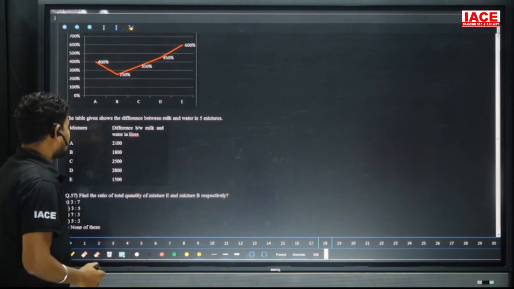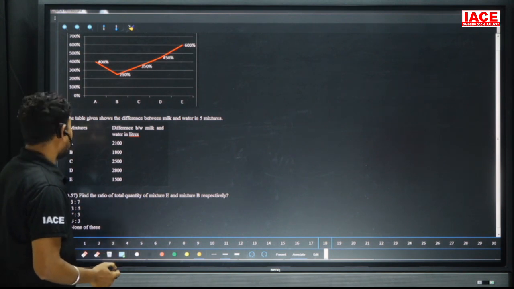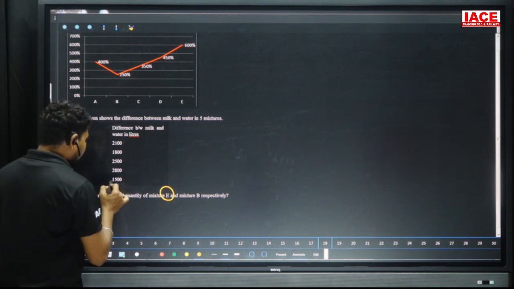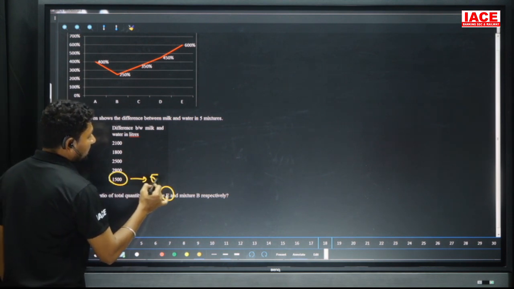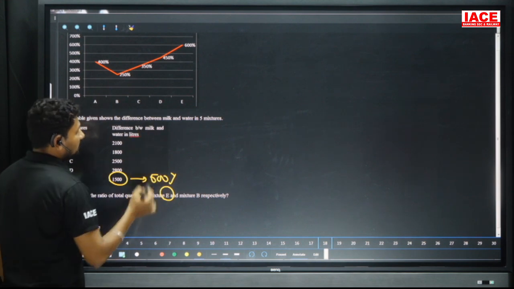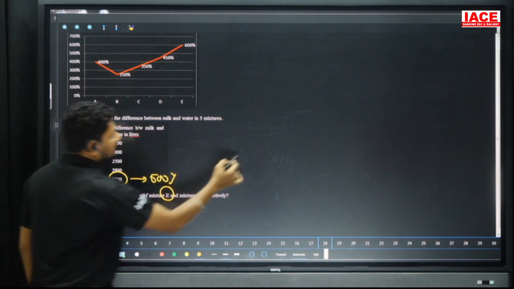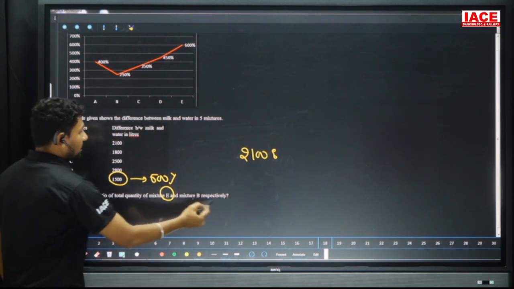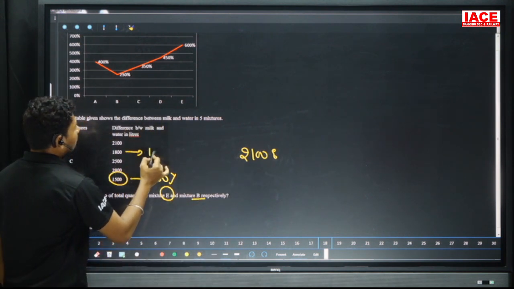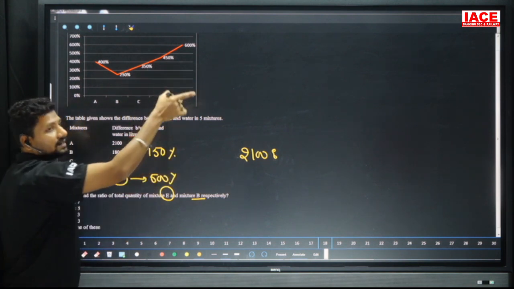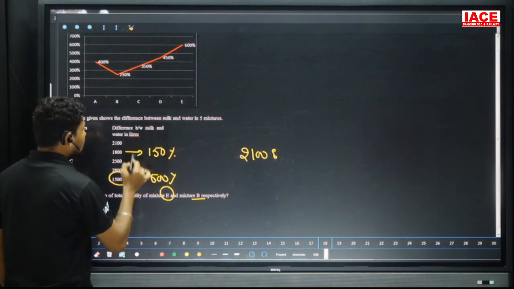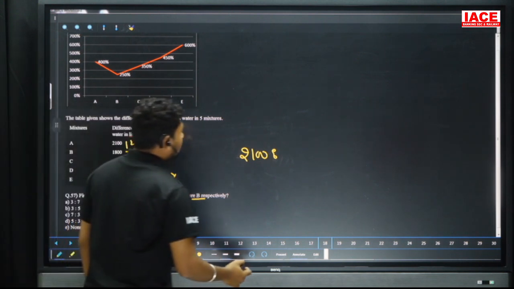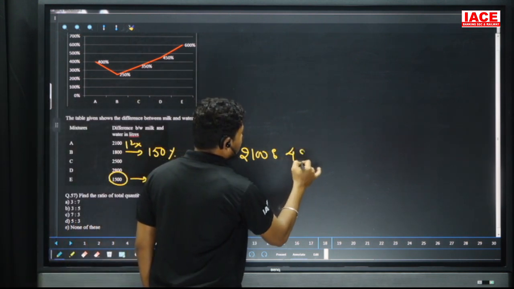Next, find the ratio of the total quantity of mixture E and mixture B respectively. E value is required. E value is how much? They have given 1500, which is equal to 500 percent. We need 700 percent. 1500 divided by 5 is 300, 3 times 7 is 2100. And next, here we require B also. B value is equal to 150 percent. 250 and 100 is water, the difference is 150 percent. It is how many times? 12 times. So 12 times 350 means 4200.